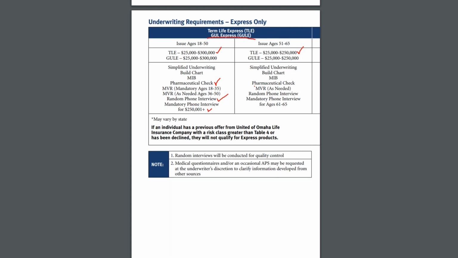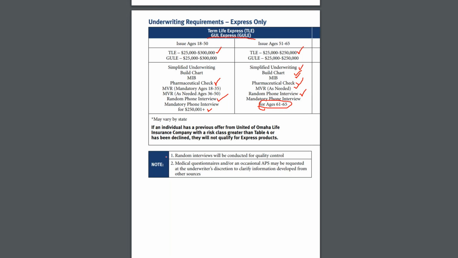Now the over 50 crowd, again, do you want to add something, Jimmy? No. Okay. Over 50, 51 to 65, again, simplified issue. Look at the bill chart. They're going to do an MIB, prescription check, motor vehicle check as needed. Very rarely have they ever done one. They are going to do random phone interviews, and there is a mandatory phone interview if they're over the age of 61. So just be aware of that.